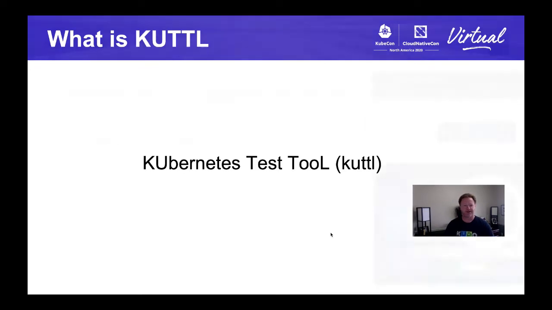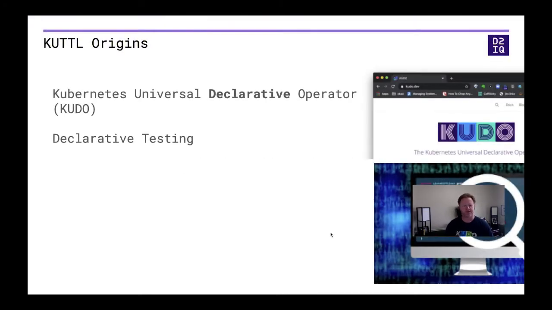Well, KUttL stands for the Kubernetes Test TooL, as you can see here. The origins of it is that we were creating KUDO, the Kubernetes Universal Declarative Operator. With a focus on declarative operators, we thought it made sense to create our test in a similar way. So we went after declarative testing.